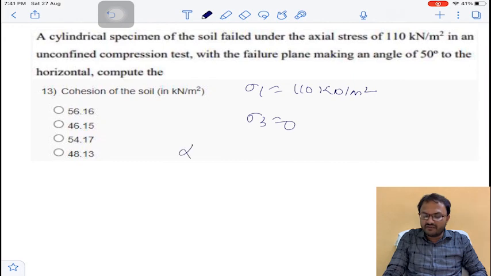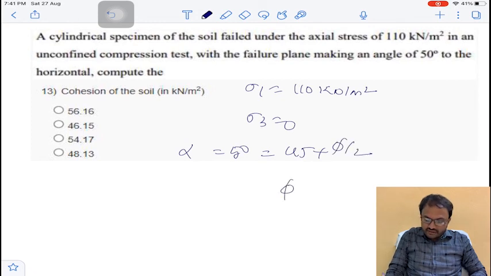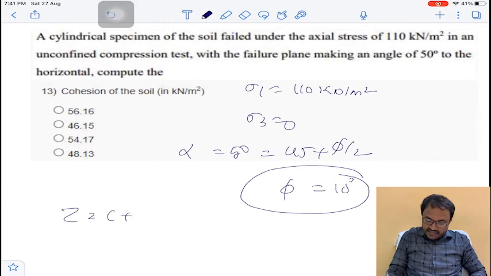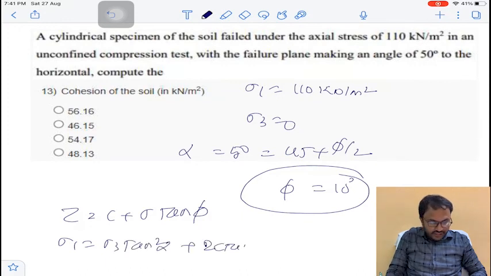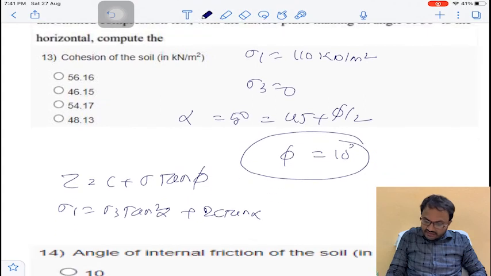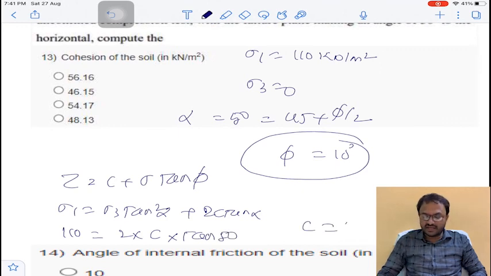We know alpha is equal to 45 plus phi by 2. From this expression, phi is equal to 10 degrees. So, tau is equal to C plus sigma tan phi. And sigma 1 is equal to sigma 3 tan square alpha plus 2C tan alpha. So, from this sigma 1 is equal to 110 and 2 into C and tan alpha is equal to tan 50. So, you will get C is equal to 46.15. So, that is option B for question number 13 and angle of internal friction is 10 degrees.